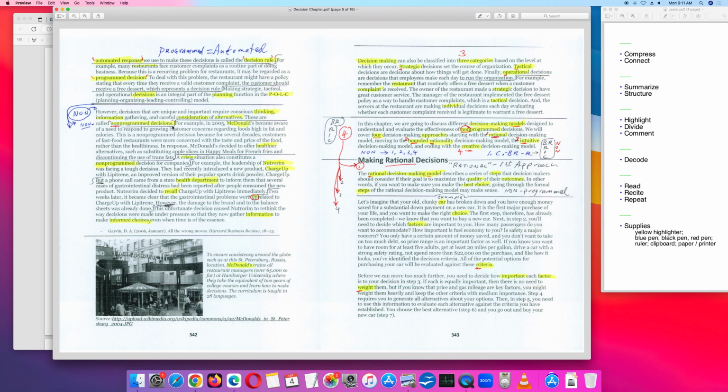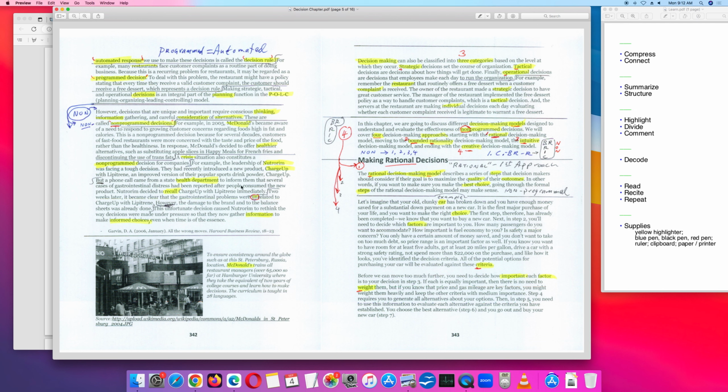Part 1 is introducing the concept of non-programmed decisions. Part 2 gives an example of McDonald's. Part 3 gives an example of another company called NutriRim. So it's introducing a new concept. Programmed is the previous concept. The new concept is non-programmed. McDonald's example, NutriRim example.